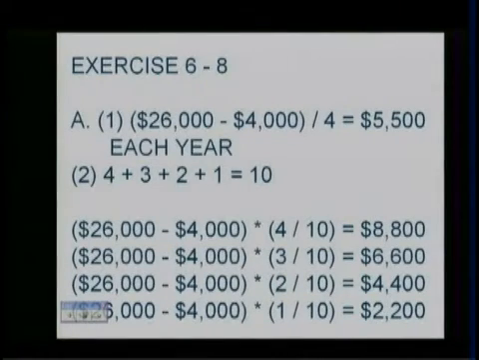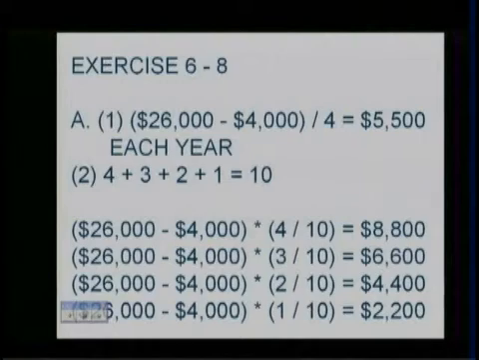The second year, you would take your $26,000 cost, subtract out your salvage value of $4,000, and this time you multiply it by the second number, which is 3, over the sum, which is 10, and that would give you $6,600. The third year, you take the third number, which is the 2 over 10 times cost of $26,000 minus salvage value of $4,000, which would give you $4,400. In the last year, you would take your cost of $26,000, subtract out your $4,000 salvage value, and multiply that by your last number over your sum, which is 1 over 10, and that would give you $2,200.